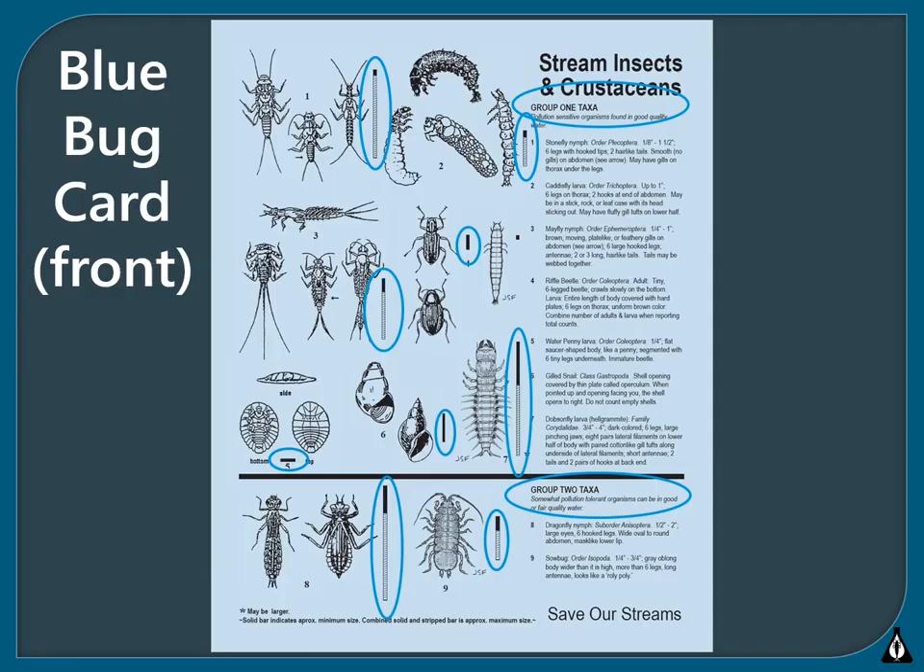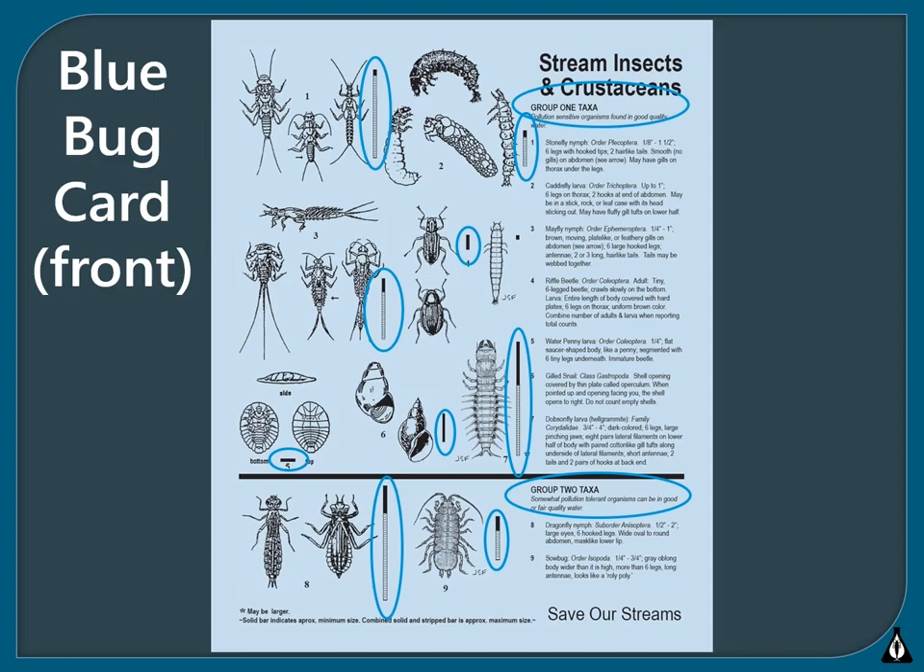The Missouri Stream Team program often references the Stream Insects and Crustaceans Identification Resource. This is also referred to as the Blue Bug Card because it's printed on light blue paper. The Blue Bug Card was adapted from the invertebrate identification tool produced by Isaac Walton League in Maryland. It is used commonly by water quality monitors from many states. This resource shows invertebrates taxa by pollution sensitivity. Listed under Group 1 is pollution sensitive. Group 2 shows somewhat pollution tolerant.